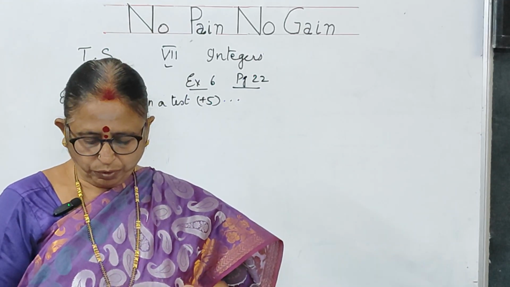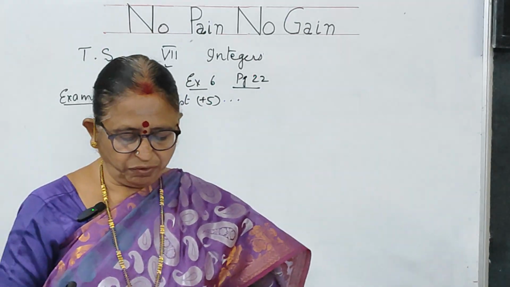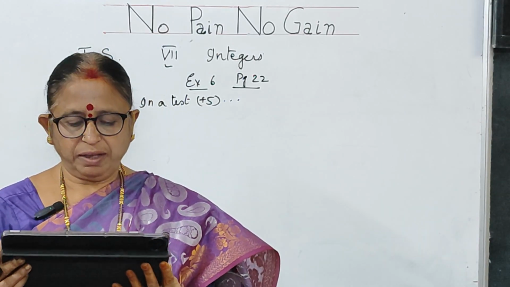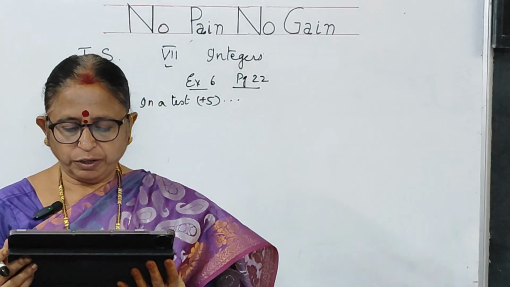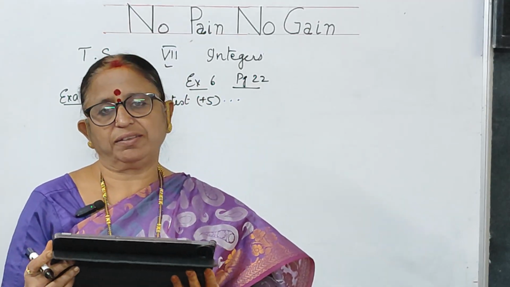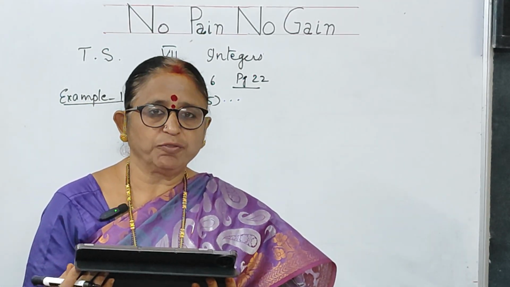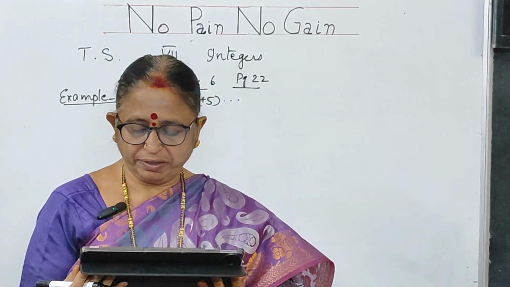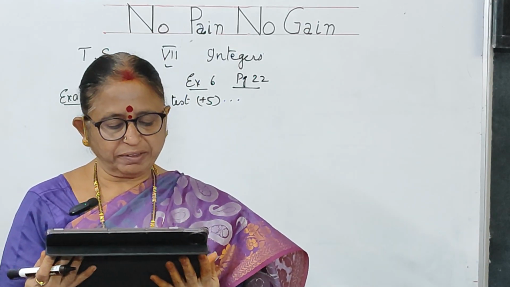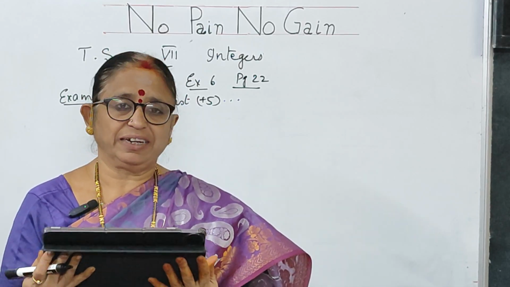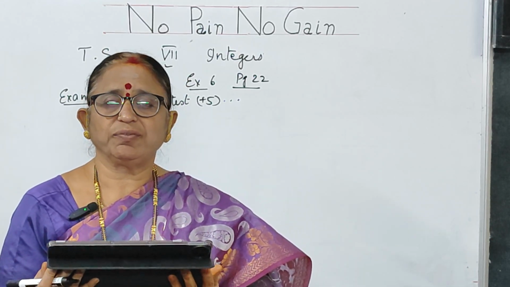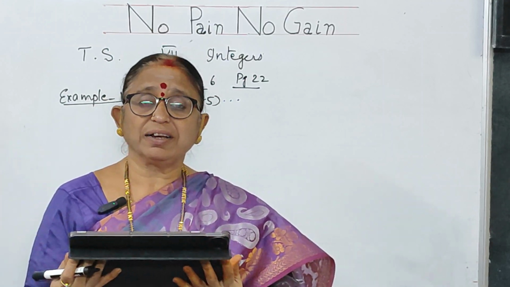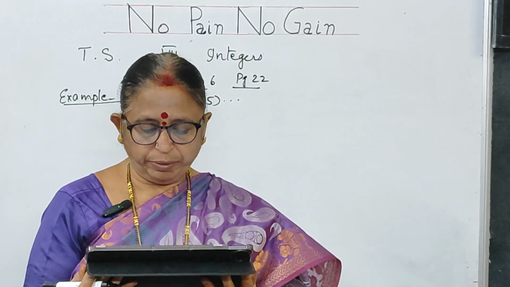step by step. So, what does the problem say, children? In a test, +5 marks are given for every correct answer. Earlier we have done this kind of problem, children. Every correct answer has got 5 marks and -2 marks are given for every incorrect answer. So wrong answers, if they do, they are losing 2 marks. If they are writing correct, they are getting 5 marks.